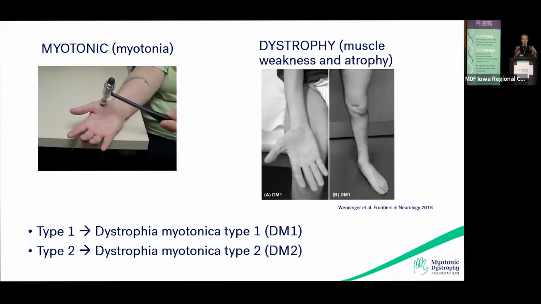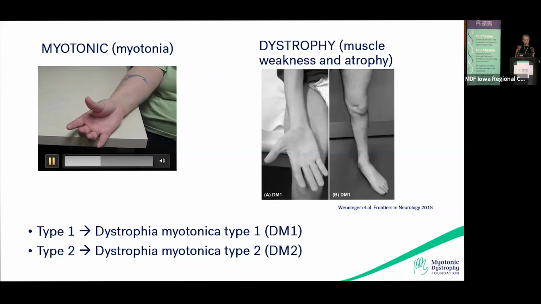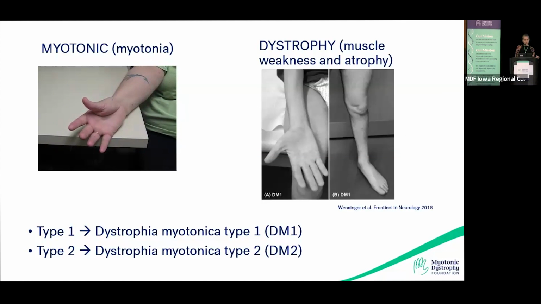So, what is myotonic dystrophy as far as the name? If we break down the name, myotonic refers to myotonia. This is a video of myotonia. What you see is when we tap on the thumb, the muscle contracts and then slowly releases back into the neutral position. So that's myotonia. And then the dystrophy part refers to muscle weakness and atrophy.